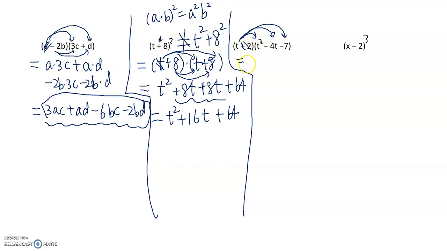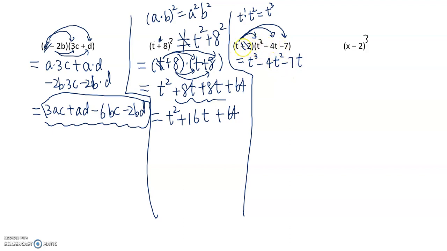So you do t times t squared. That gives you t cubed. Okay, so this is the formula we just learned, exponent rules. t to the first times t squared gives you t cubed. And then similarly, t times negative 4t gives us negative 4t squared, because t times t is t squared. And t times negative 7 is negative 7t.